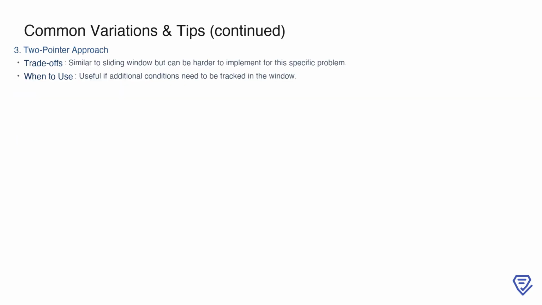Finally, let's talk about the two-pointer approach. While it's similar in concept to the sliding window, it's slightly different in how the pointers are managed. For this particular problem, the two-pointer approach can be harder to implement because it requires more careful tracking of conditions within the window. However, it becomes a valuable tool when you need to incorporate additional constraints or conditions into your solution. Understanding when to apply this technique is just as important as knowing how to implement it. By mastering both sliding window and two-pointer techniques, you'll be well prepared to tackle a wide range of problems efficiently and confidently.